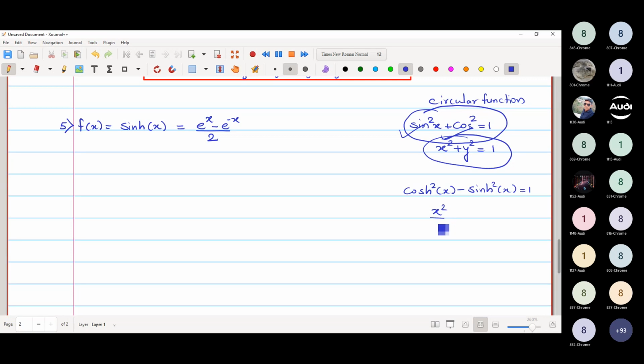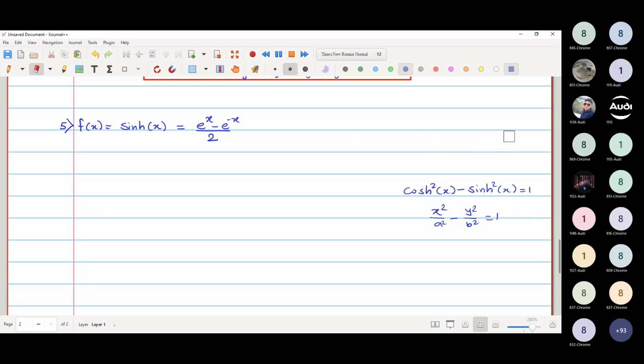It looks like something like x square upon a square minus y square upon b square is equal to 1. So sin hx and cos hx satisfy the equation of a hyperbola. That's why they are called hyperbolic functions. We are not going to study hyperbolic functions in detail. What you are supposed to know about them is only this, the important thing that you're supposed to remember.